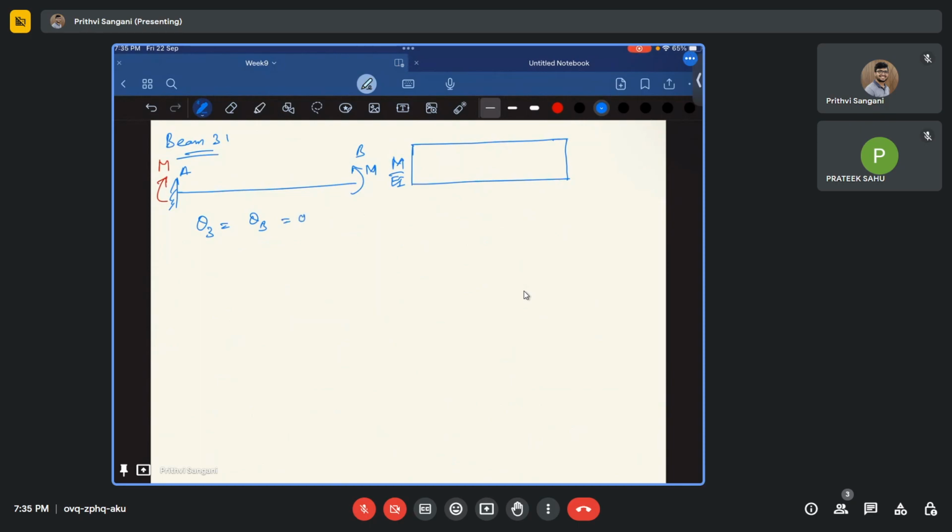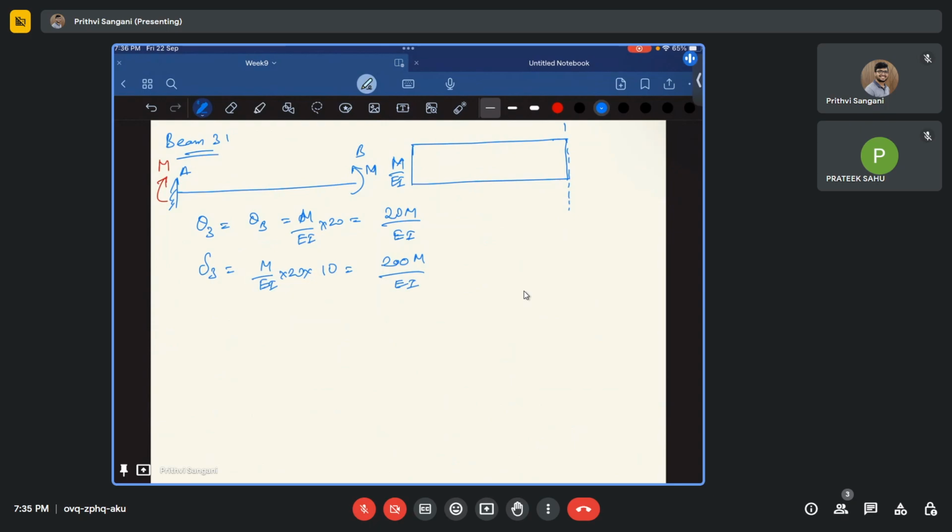That is nothing but the area of the bending moment diagram: M by EI times 20, that is 20 M by EI. This is my theta 3. What about delta 3? Delta 3 is nothing but the moment of the bending moment area diagram at B. So that is going to be M by EI times 20 times 10, that is 200 M by EI. These are theta 3 and delta 3 values.